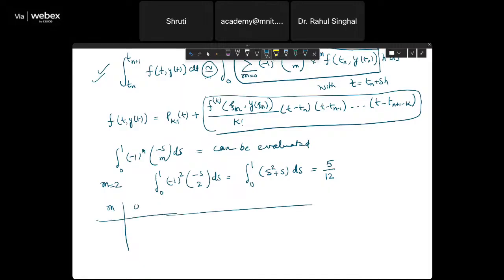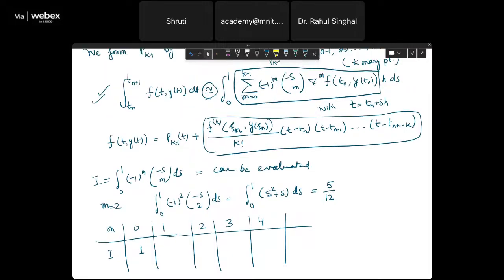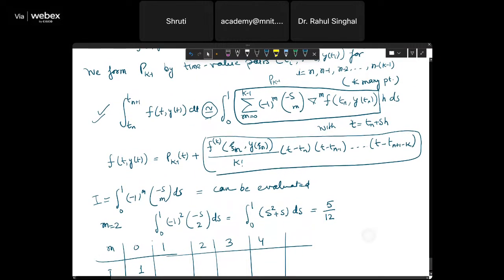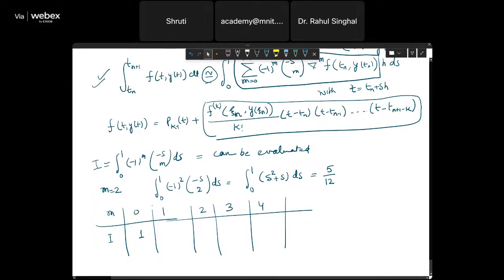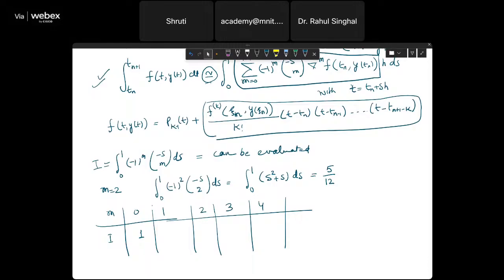So if the m value is 0, then 1, then 2, then 3, then 4, etc., this integral, if I denote it by I, will have the value 1 in case m is 0. M is 0 means what? There is nothing, so you can easily check it. M is 0, this will simply come out as 1. Okay, so it will be a very simple computation.